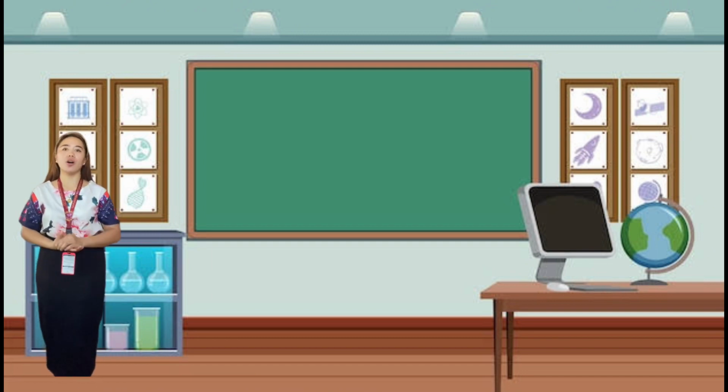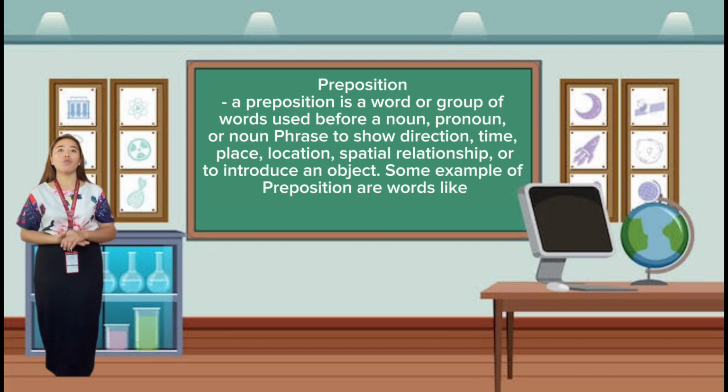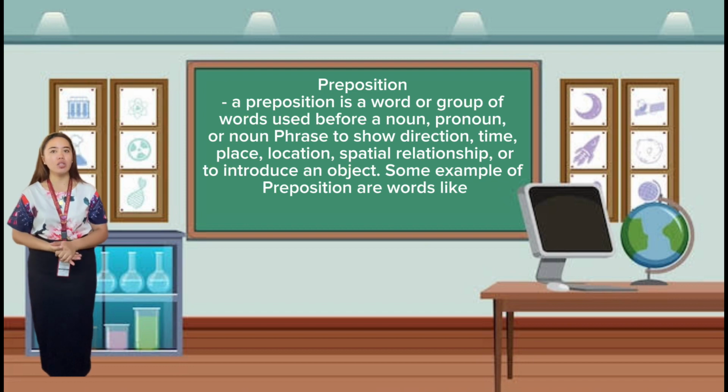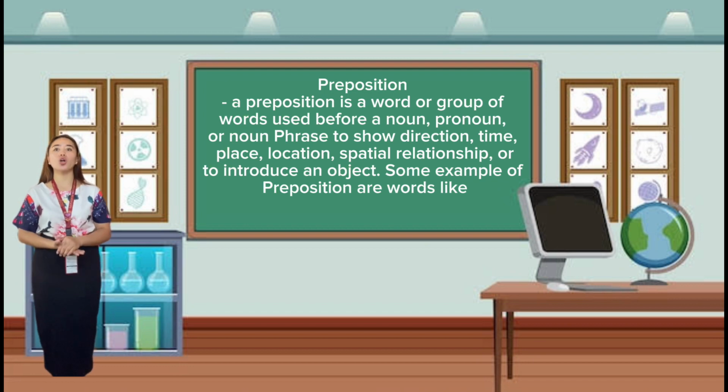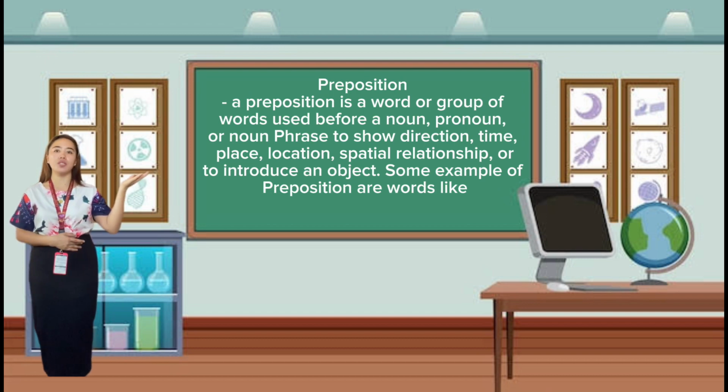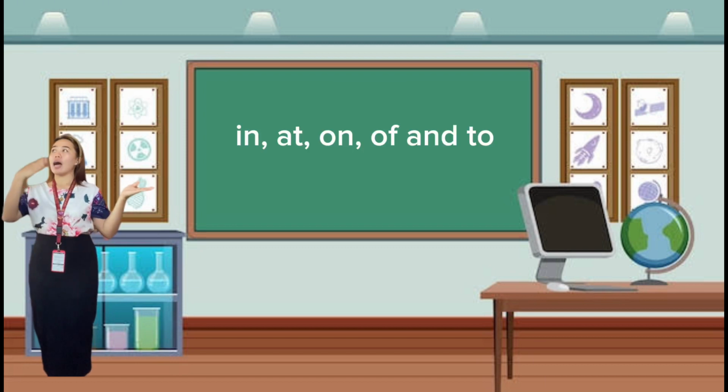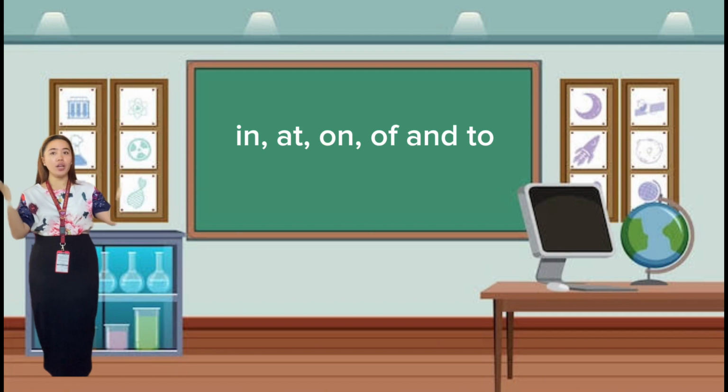Preposition is a word or group of words used before a noun, pronoun, or noun phrase to show direction, time, place, location, spatial relationship, or to introduce an object. So here are some examples of prepositions: words like in, at, on, of, and to.